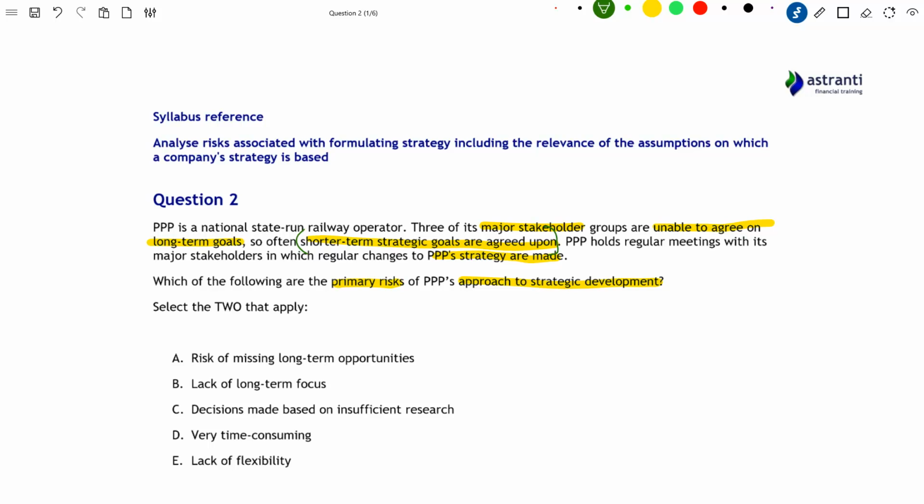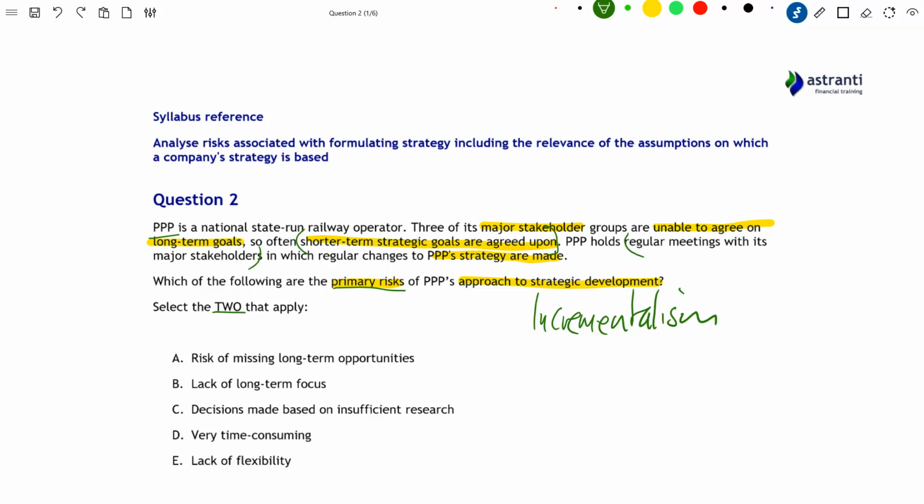Okay, now to me, what PPP are using is an incrementalist approach. As we briefly talked about in the last question, incrementalism is an approach to strategic planning that's characterized by making regular, small, short-term changes to strategy based on the consensus, the regular meetings with major stakeholders. Okay, so now we know the strategic approach that PPP is taking. Now we need to go through and find the primary risks. Okay, so we've got 2 that apply.